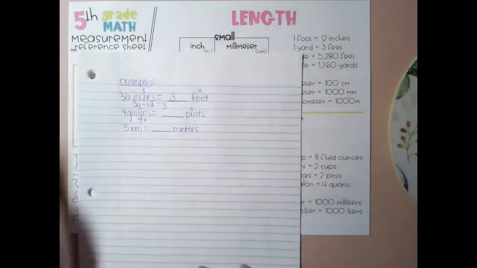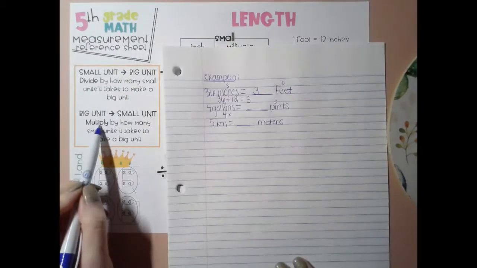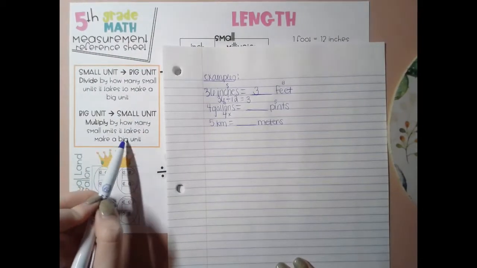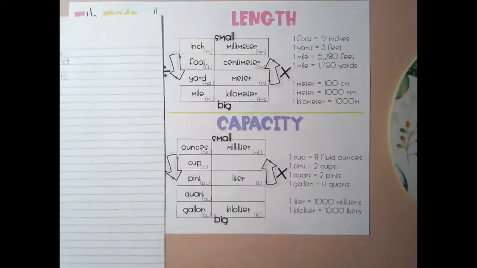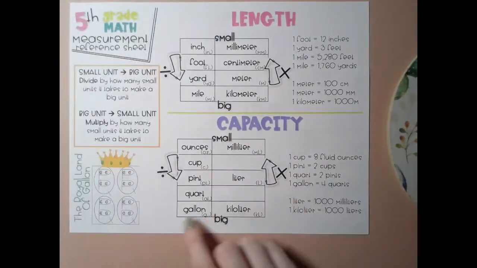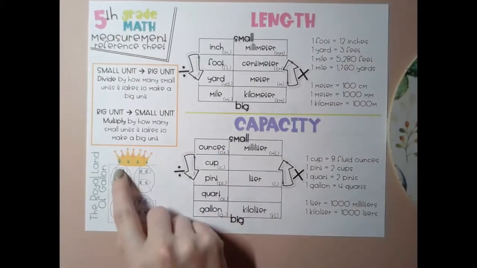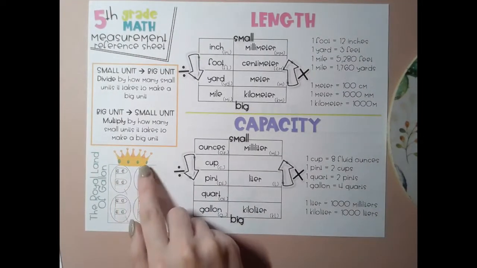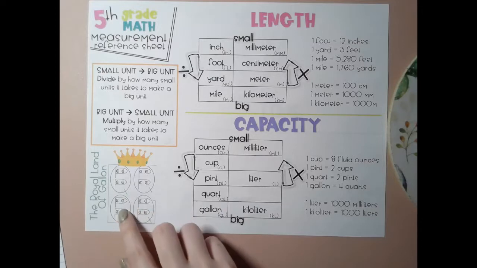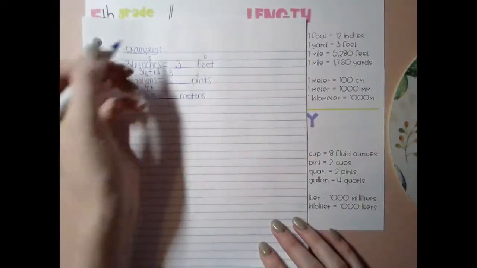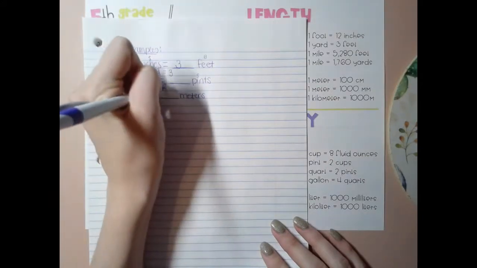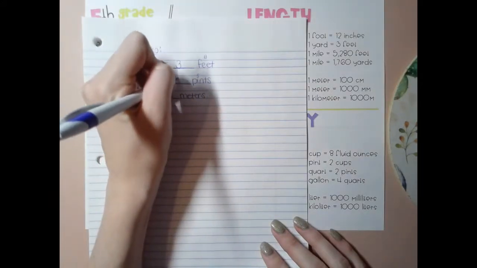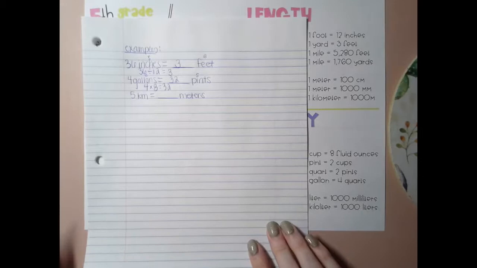So that means 4 times I need to multiply by how many small units make up a big unit, by how many pints make up a gallon. And inside this gallon, there are 2, 4, 6, 8. 8 pints in a gallon. 4 times 8 would be 32. So there are 32 pints in 4 gallons.